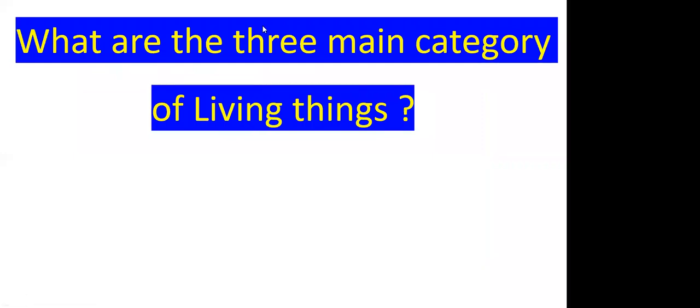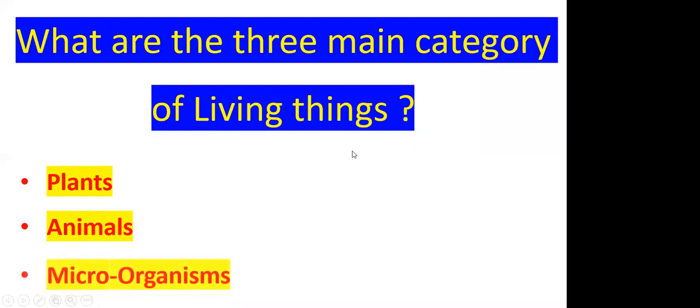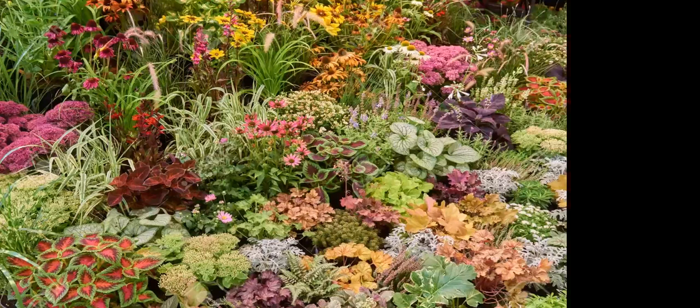Can you all tell me what the three main categories of living organisms are? Plants, animals, and humans. Okay, very good. The plants, the animals, and the microorganisms. So you all know about plants. One by one, I will show you the plants. Everyone has seen plants. But we have to study a lot about plants.